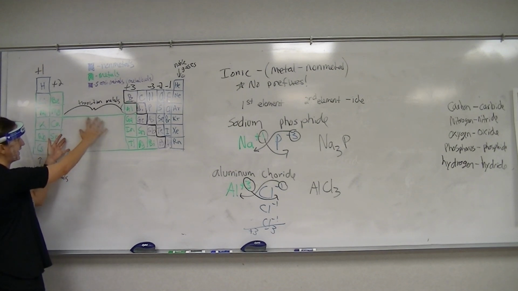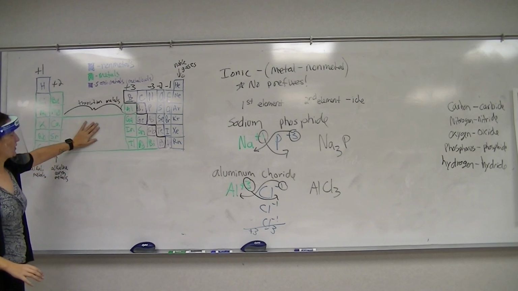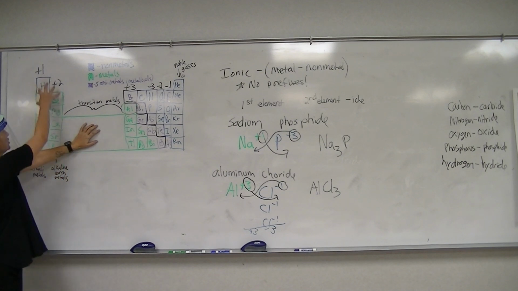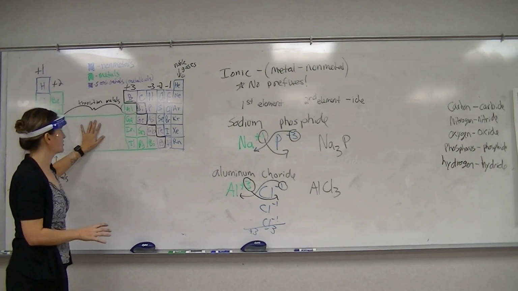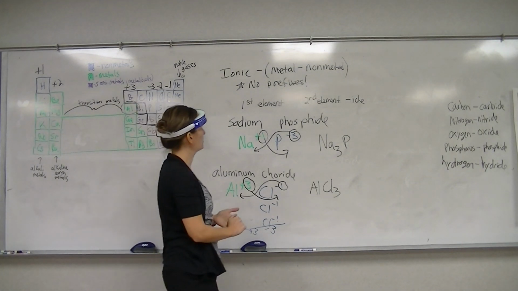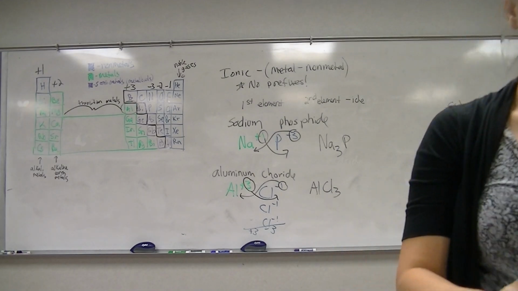Because notice we haven't named any ionic compounds using this middle section. This gets very difficult because we don't know the charges on these. We know the charges on the alkaline earth metals, but the charges on the transition metals are tricky. So those get to be a little bit more difficult. So we'll cover that in the next video.